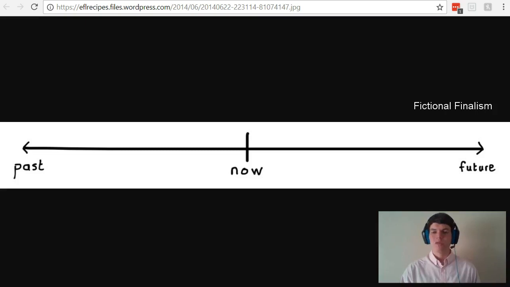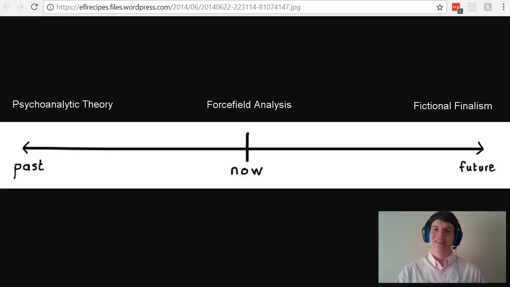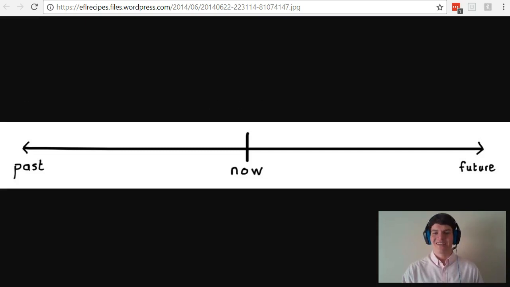So in summary, the past is analyzed very well by the psychoanalytic theory. Kurt Lewin's Forcefield Analysis theory focuses on the here and now, and Fictional Finalism states that you are going to be more motivated by your future than your past. I hope this gives you a clear understanding of how some of these theories relate to a timeline.